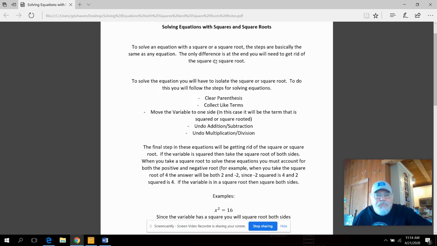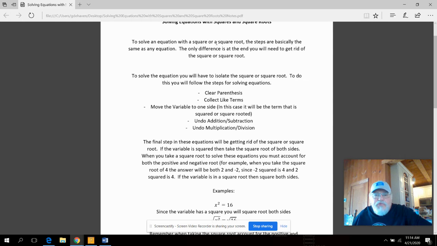All right. To do this, to solve an equation with a square or square root, you have to undo the square or the square root. So we're going to solve the equation basically like we've always solved an equation. We're going to use our steps. We're going to clear parentheses, collect like terms. We're going to move the variable to one side. In this case, the variable is going to have a square or a square root. Then we'll undo addition and subtraction. Then we'll undo multiplication and division.